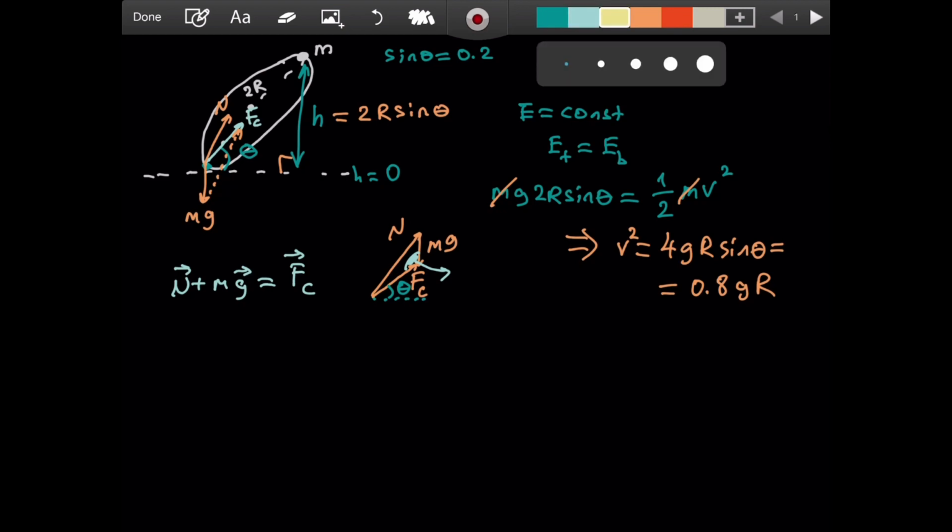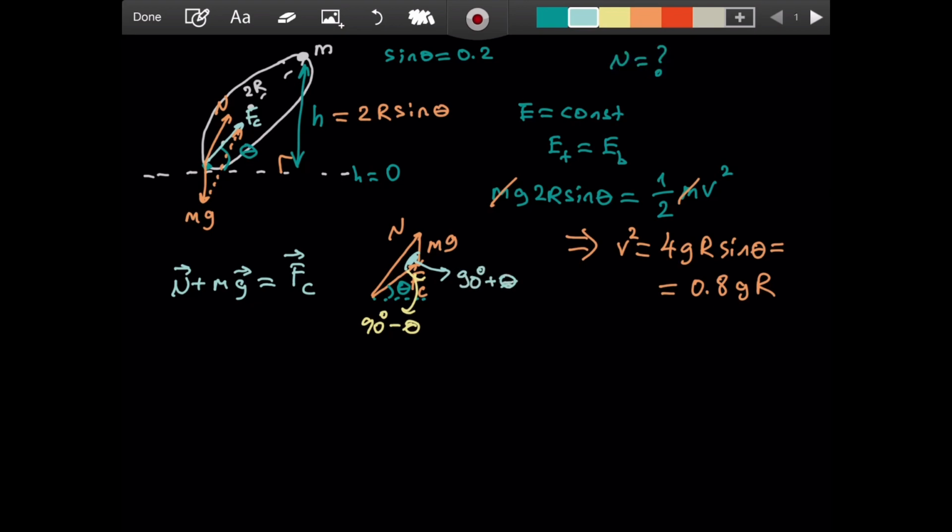Well, notice that this part is 90 degrees minus theta. So this yellow and light blue should add up to 180 degrees, which shows us that the blue angle should be 90 degrees plus theta. Let me make theta prettier. Alright, plus theta. Now, how does this help us?